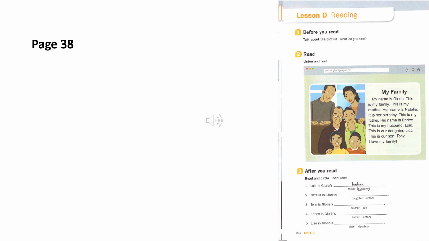Then find Natalia. What is she to Gloria? What about Tony? Enrico? Lisa? Do each one of them. Here are the answers. Compare what you see on the screen to what you did in your book. How did you do?